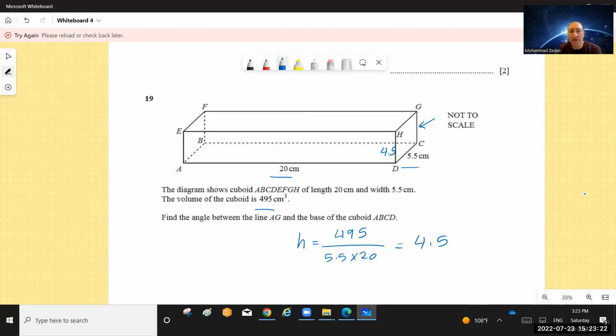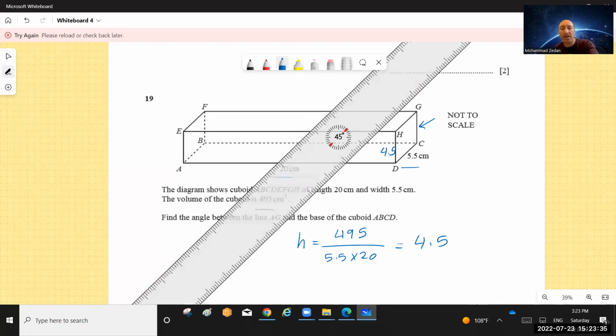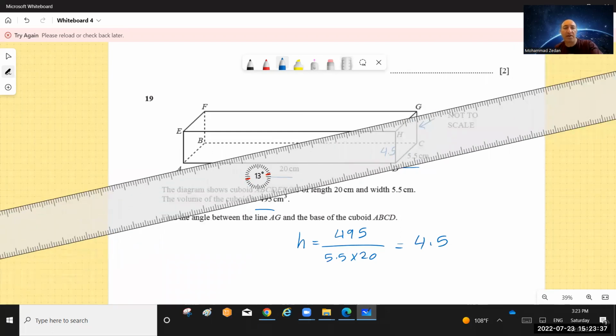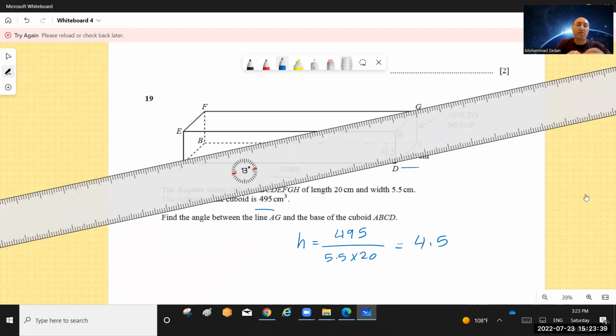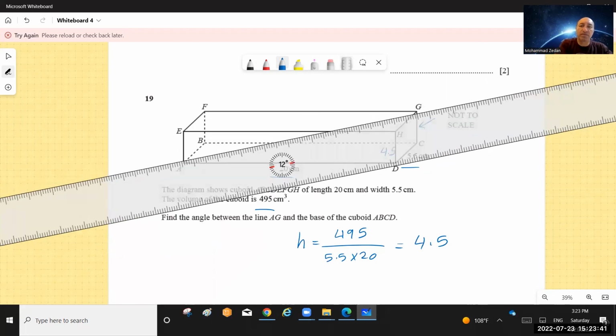Okay, I want to find the angle between the line AG and the base of the cuboid ABCD. First of all, you have to draw a line. This line is AG. Okay, draw AG now. Just try to move it.